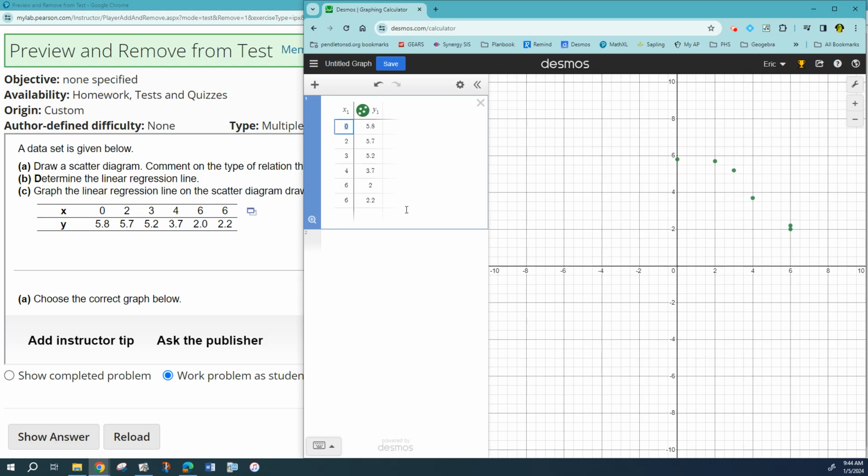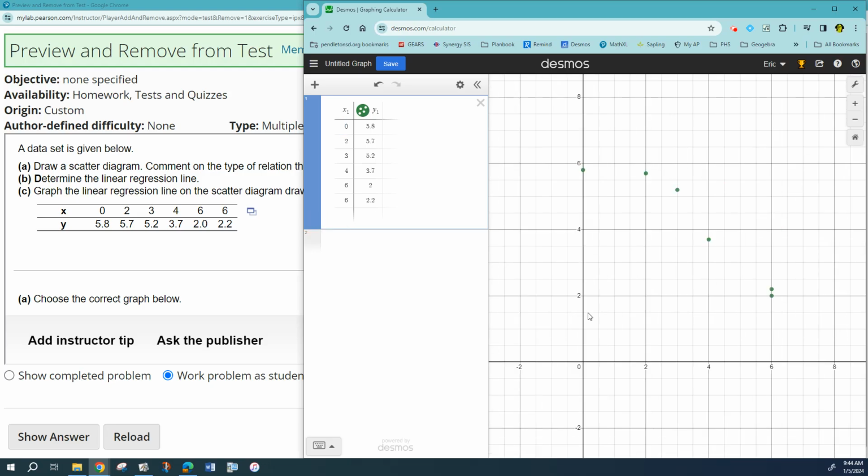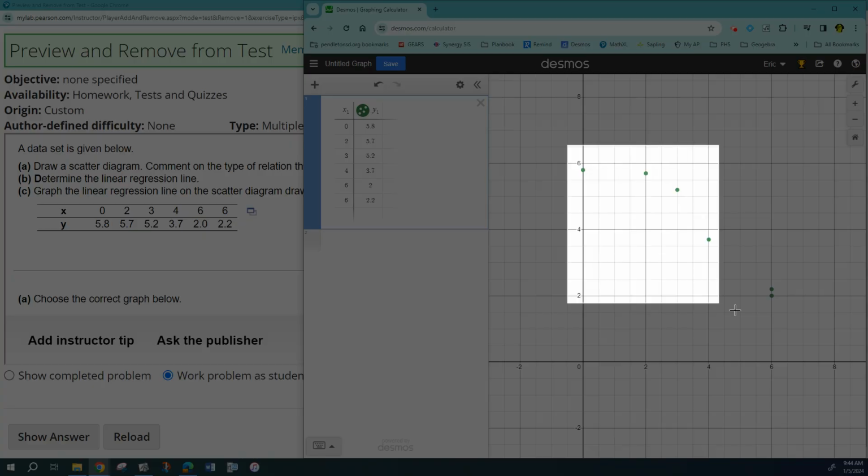And not only does it do that, if you click the plus, the zoom fit, it even zooms in on the data. This makes it really simple to pick which is the correct graph, because it's that graph, right? Here, let me just take a picture of that.